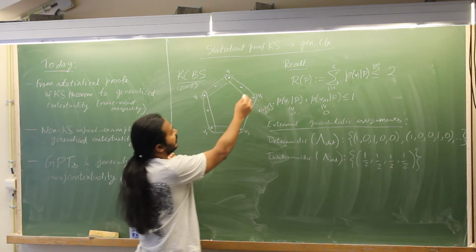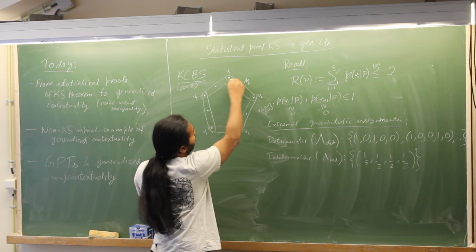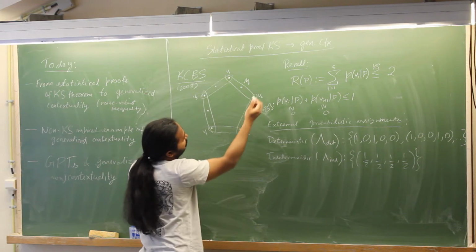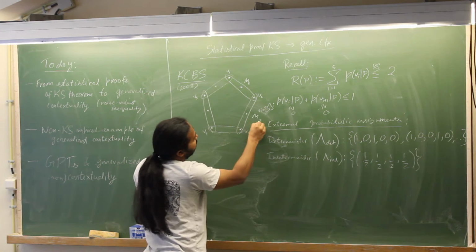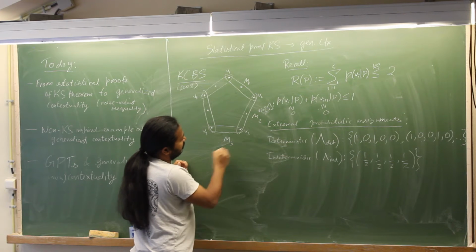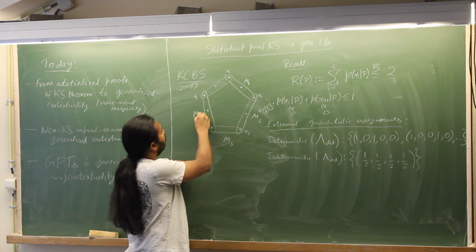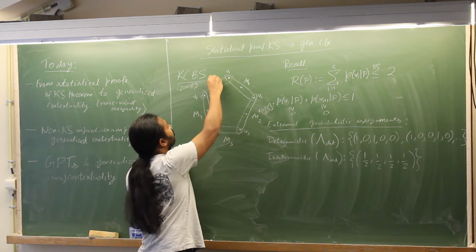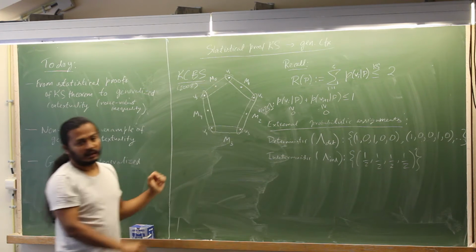But remember that there are 5 measurement settings here. This loop is one measurement setting, M1. The second loop is a second measurement setting, let's call it M2. The third one is M3, the fourth one is M4, and the fifth one is M5.